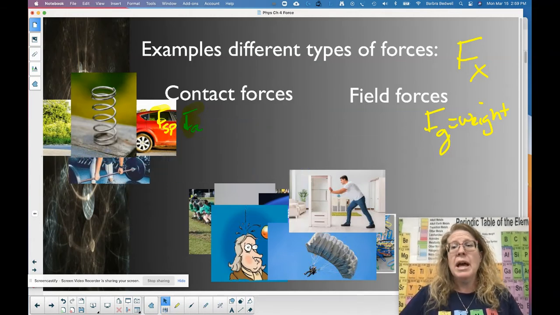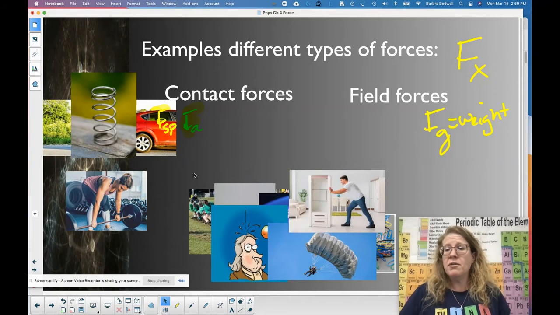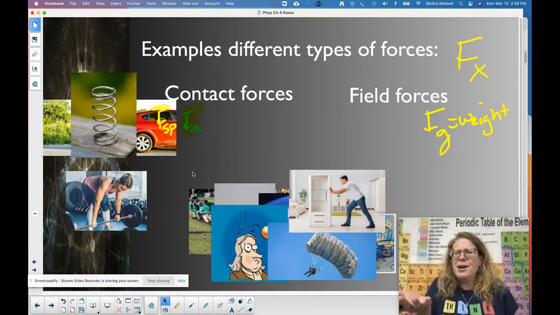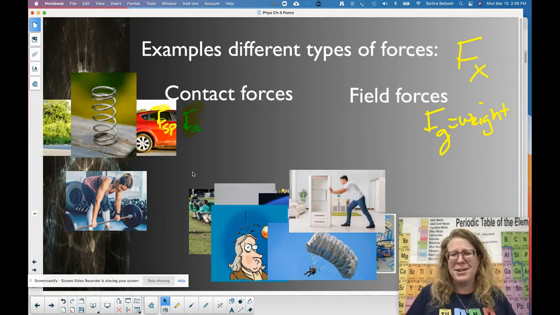So weight is a typical, and that's actually a field force. Again, you don't have to be touching the Earth, otherwise you'd never be able to drop something, right? You couldn't get off the Earth, you'd lose gravity as soon as you jump.